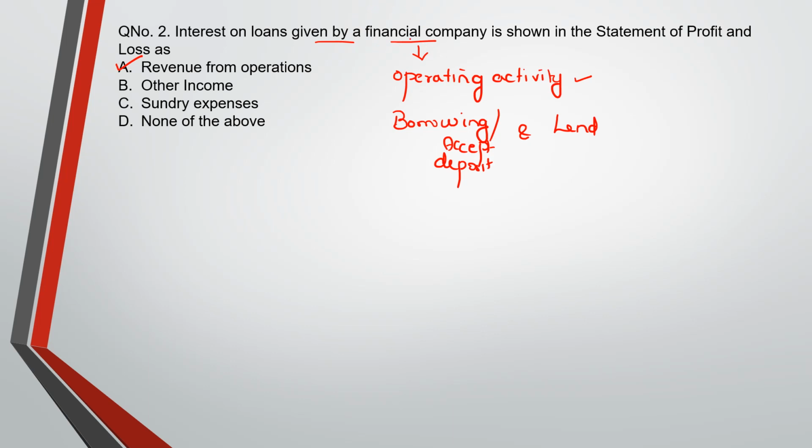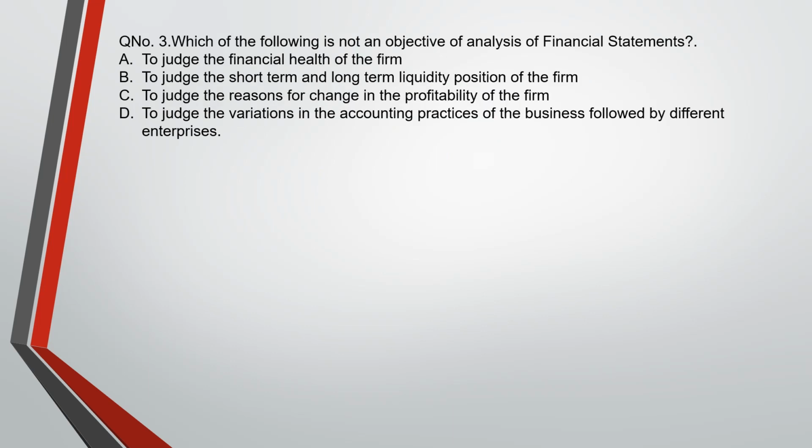And therefore, being a financial company, interest which it gets from the loan it has given is a part of revenue from operations. It is not other income. It is not expense because it is being received by the financial company on the loan it has given. And none of the above is not an option at all here. Therefore, this is the answer related to the question number 2. Option A. Now moving further to question number 3.